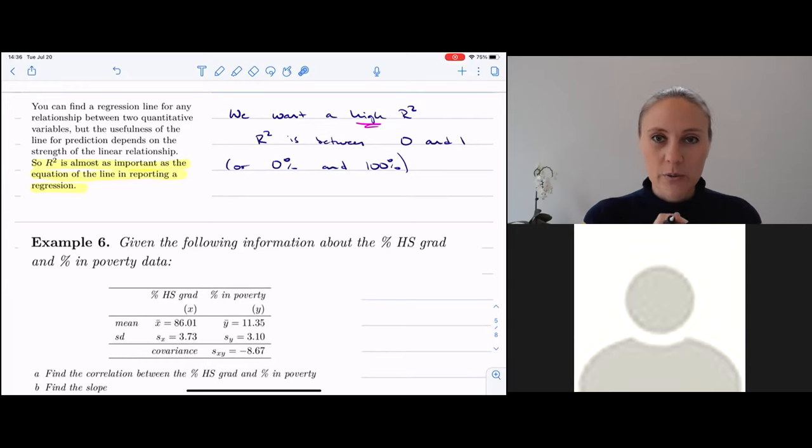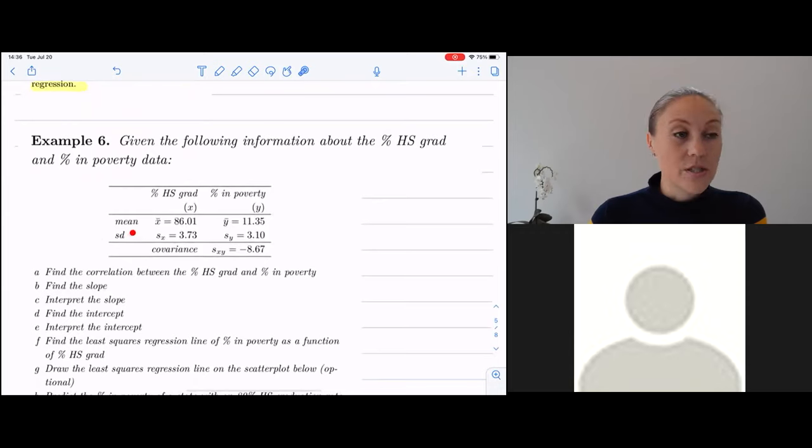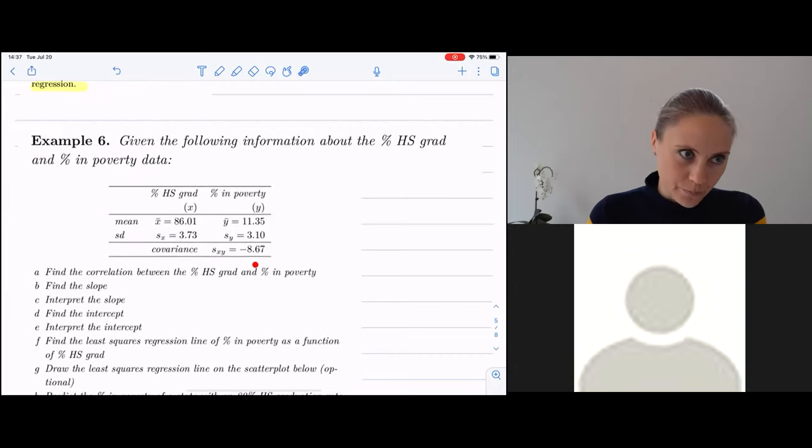We talked about how to find the slope and the intercept, and now we're ready to actually apply it. I've got this big example for us to work through. Given the following information about the percentage of high school grads and percentage in poverty data, we're given the mean and the standard deviation of each of the variables. There's a mean of the percentage of high school grads, which is your X bar, and a standard deviation of the percentage of high school grads, which is your SX. The mean of the percentage in poverty is Y bar, and the standard deviation of the percentage in poverty is SY. We're also given the covariance, SXY, which is negative 8.67. That's the information that we have.